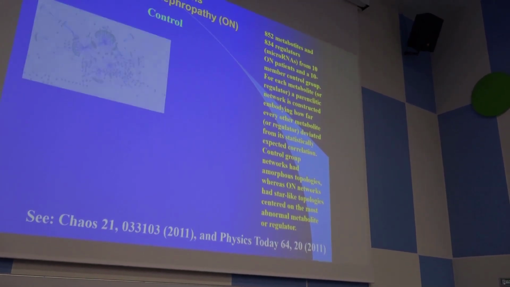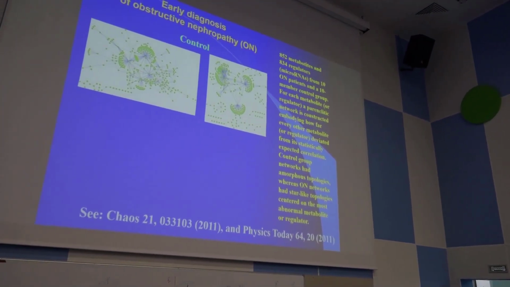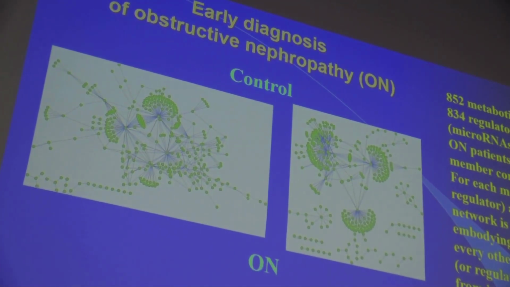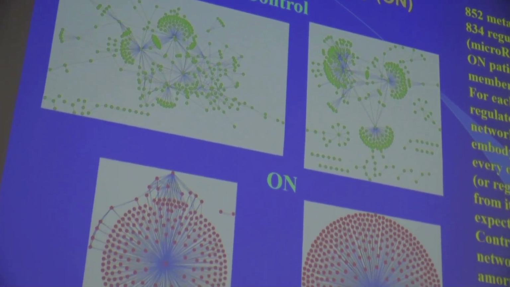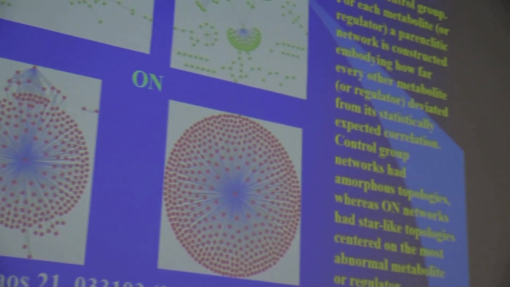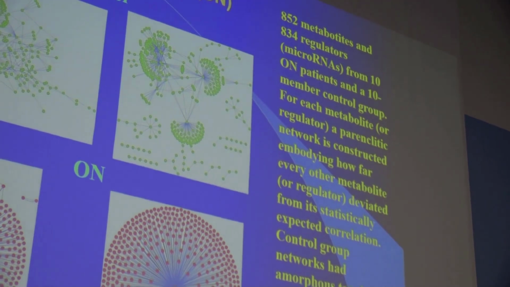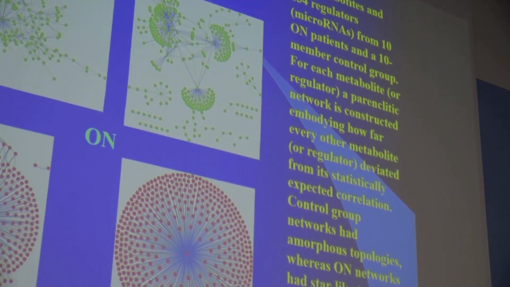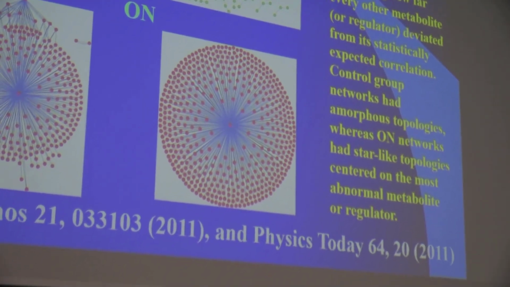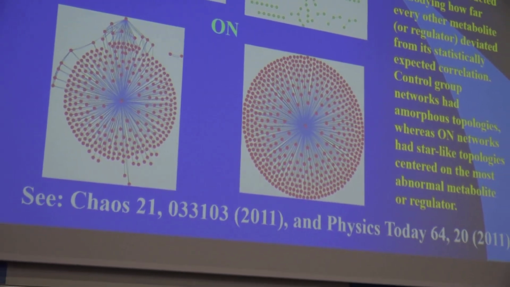Typical applications are in biomedicine. Why? Because you have this kind of data which are expression of features. For example, this is an application on early diagnosis of obstructive nephropathy. This is a disease which is particularly dangerous in newborns because it's the primary cause of kidney transplant in newborns.